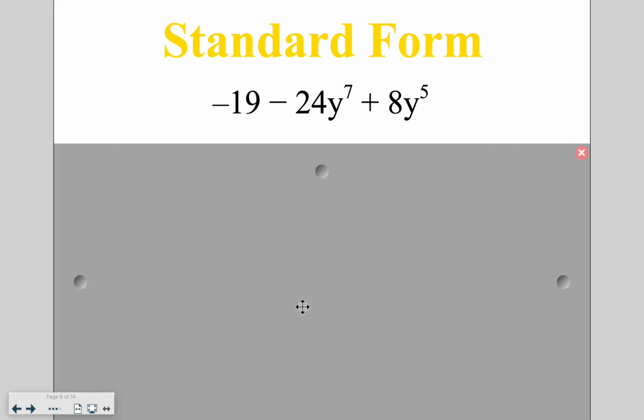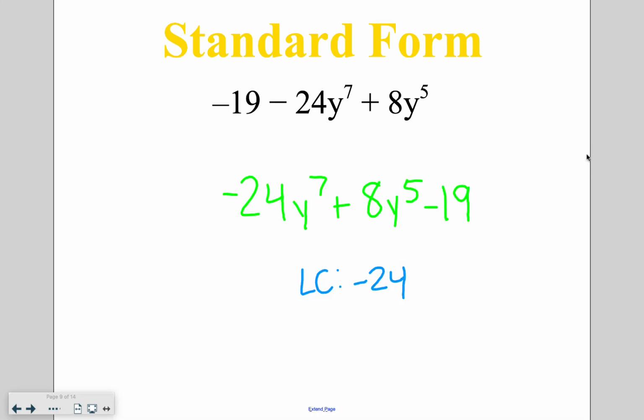Go ahead and try this one on your own, first writing it in standard form, and then identifying the leading coefficient. So we've got negative 24y to the 7th, 8y to the 5th, minus 19, giving us a leading coefficient of negative 24.